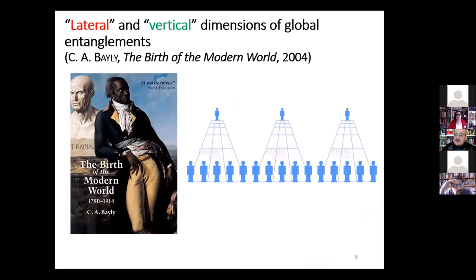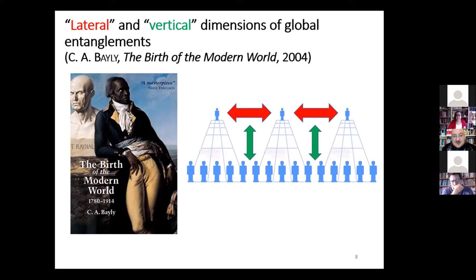So the lateral dimension is more or less the spatial linkages between places via which objects, ideas, know-how were exchanged. And often this was actually an elite phenomenon. So the exchange between courts, or between mercantile elites, or between religious elites. On the other side, then we have to take into consideration a possible vertical dimension of global entanglement. So the impact of these objects, of these ideas, which were transported over large regions within societies, beyond the elites.